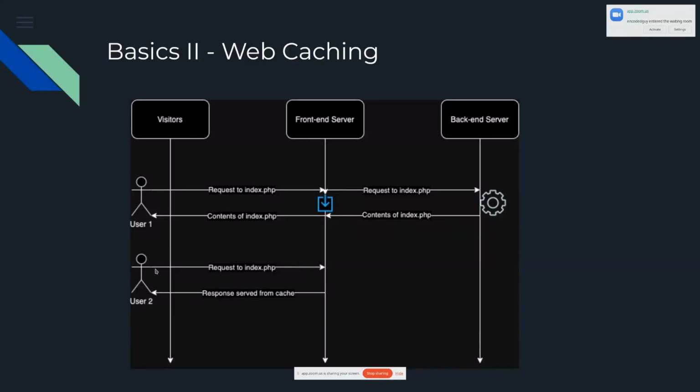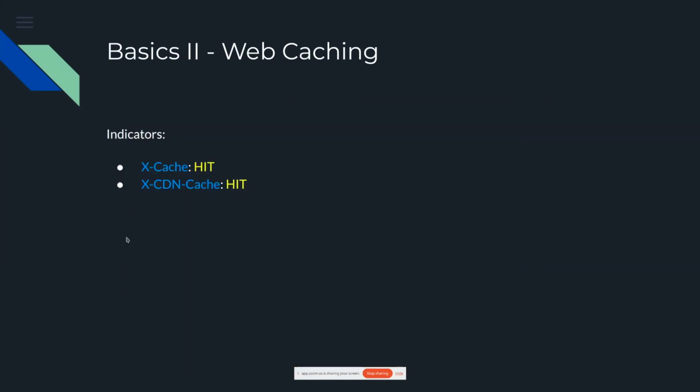So user 2 requests index.php, but this time the response comes directly from the cache because the response has been cached previously here. What happens in this kind of scenario is that the user gets the response quickly and the backend server doesn't need to waste its resources processing some file that stays mostly static. Okay, I hope you understand this.